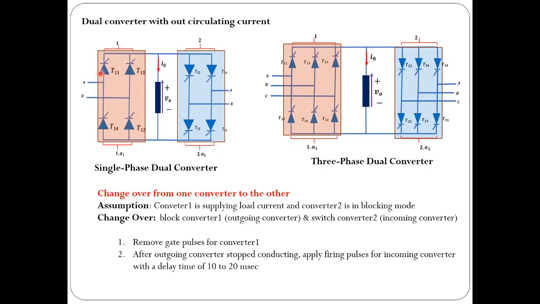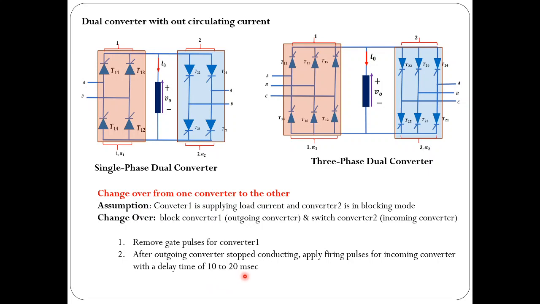The current through all thyristors must fall to 0, because there may be some time taken by each thyristor to ensure that the current through it becomes 0. You want to block this converter and turn on the other. This is known as the outgoing converter, and the second converter is known as the incoming converter. After the outgoing converter stops conducting completely, you can apply the firing pulses for the thyristors in converter 2 with some delay of 10 to 20 milliseconds.